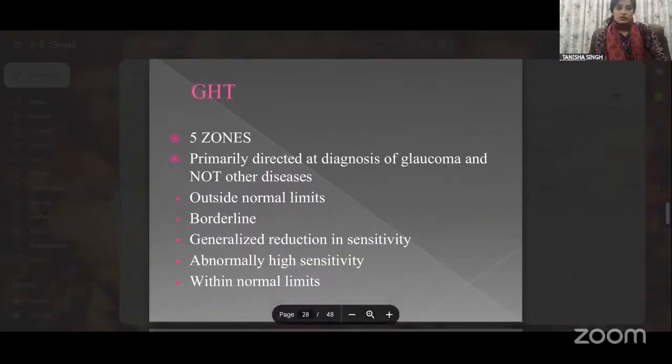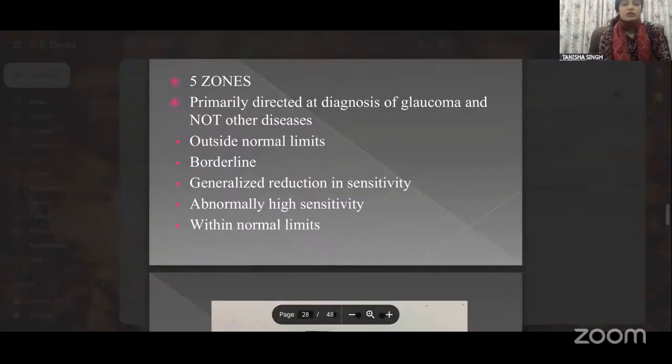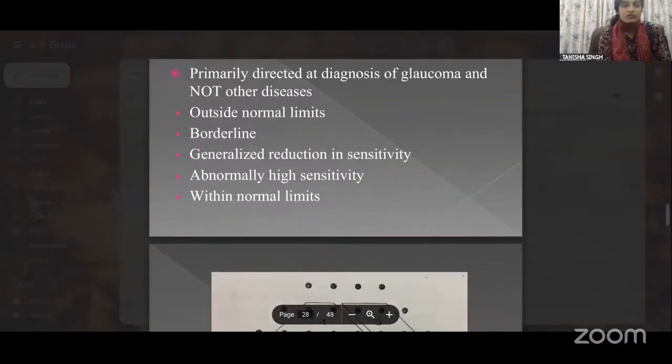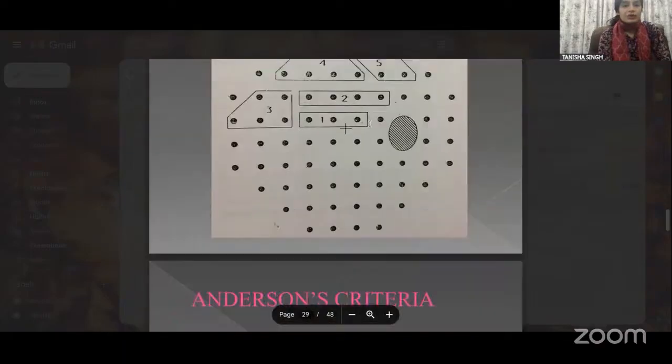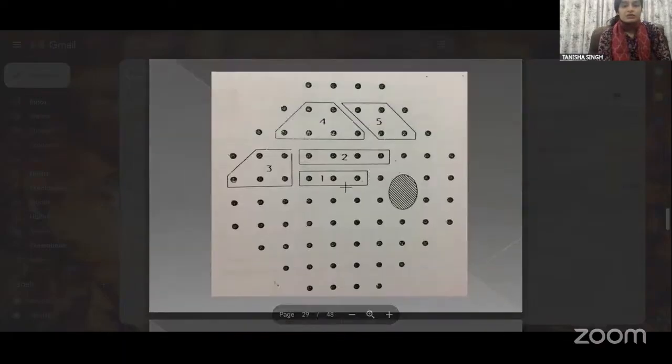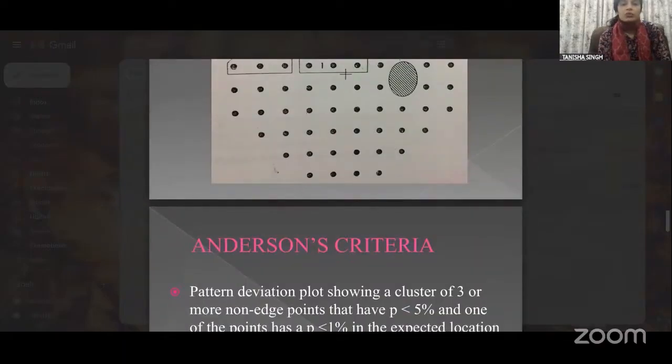So coming to the glaucoma hemifield test, it has 5 zones and is primarily directed at diagnosis of glaucoma, not other diseases: outside normal limits, borderline, generalized reduction in sensitivity, abnormally high sensitivity, and within normal limits. These are the 5 statements that would appear as a GHT. So these are the 5 zones which are being tested and compared in both hemifields.